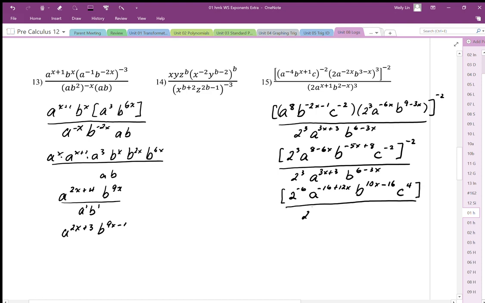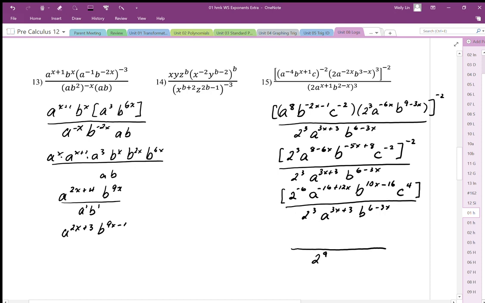So then 2 to the power 3, a to the power 3x plus 3, b to the power 6 minus 3x. Okay, so then working out the terms, I'm going to put the 2's in the denominator. So this becomes 2 to the power 9. So that divide goes in the denominator with a divide by 2 to the power 3.